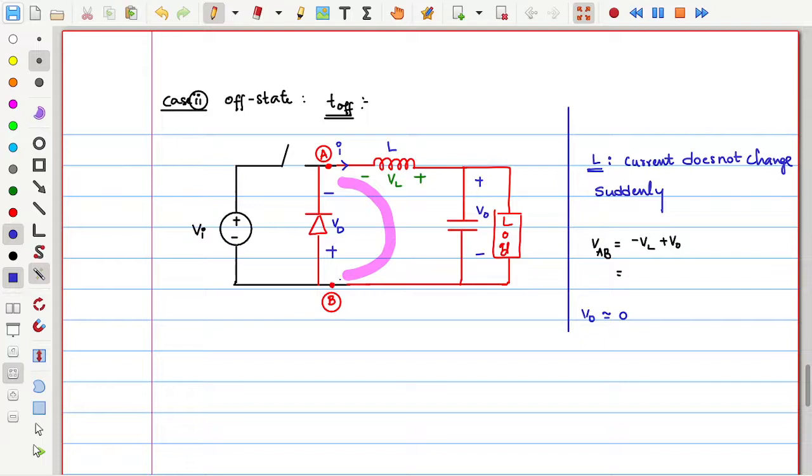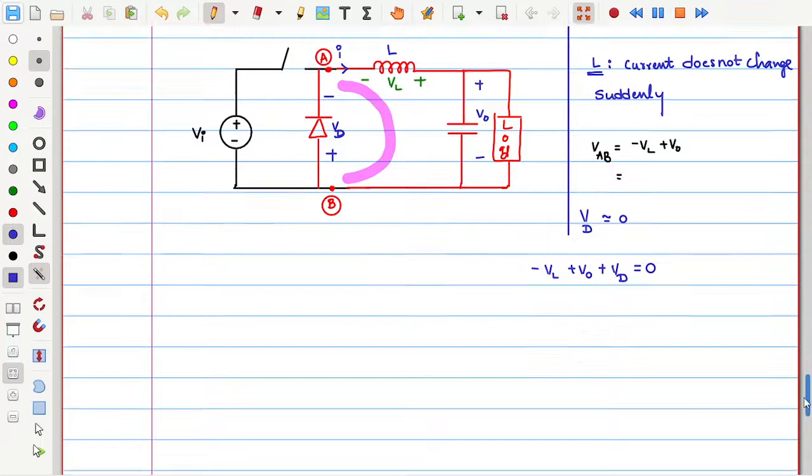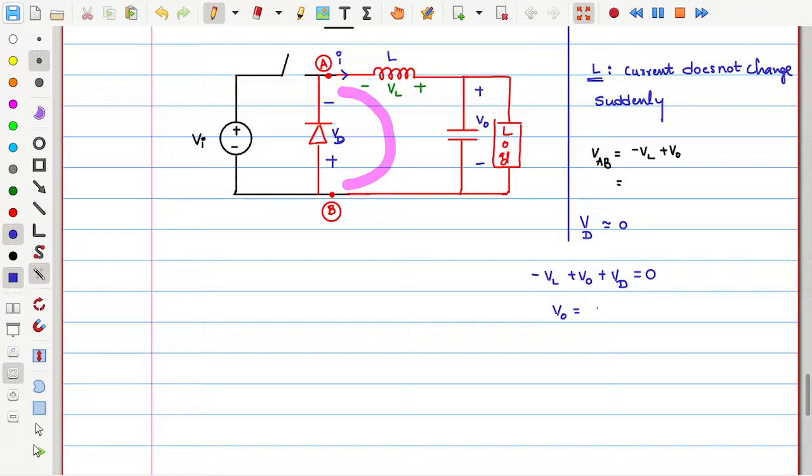So it is negligible, it is considered as zero. Now VD is the diode voltage, not V naught. If VD is 0, again write down the KVL. We are solely depending on the KVL, I am not creating any complex system over here. Simply I am writing the KVL. What I will get? Minus VL plus V naught plus 0 is equal to VD. Let me write it as VD as of now, later I will substitute VD equal to 0. So can I write V naught is equal to VL minus VD, which is approximately VL minus 0, which is equal to simply VL.